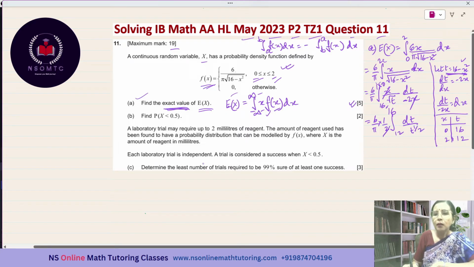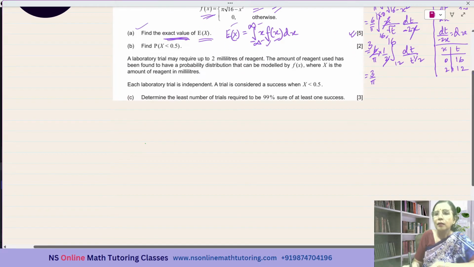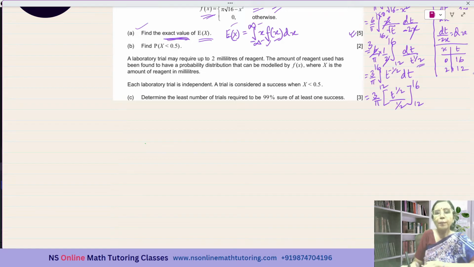Okay. So these will be getting cancelled, and I will be having 3 over pi, and it is 12 to 16. I'm bringing this part to the numerator, so it is t to the power of negative half dt, which is 3 over pi. Negative half plus 1 is positive half, so it is t to the power of half divided by half from 12 to 16. Okay, and divided by half is multiplied by 2. So 3 over pi times 2.